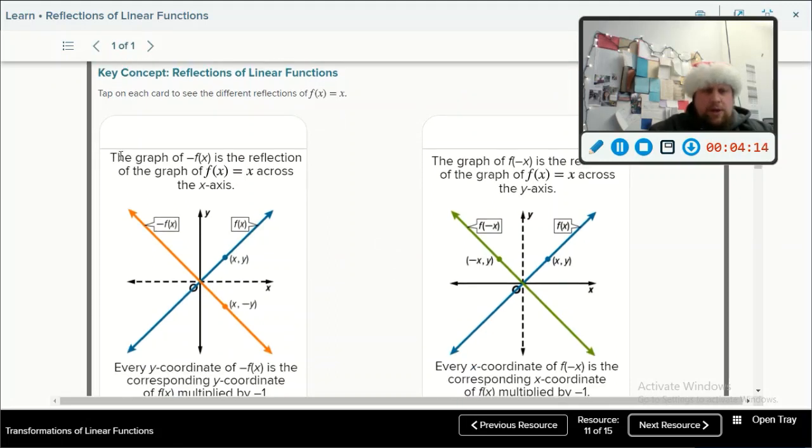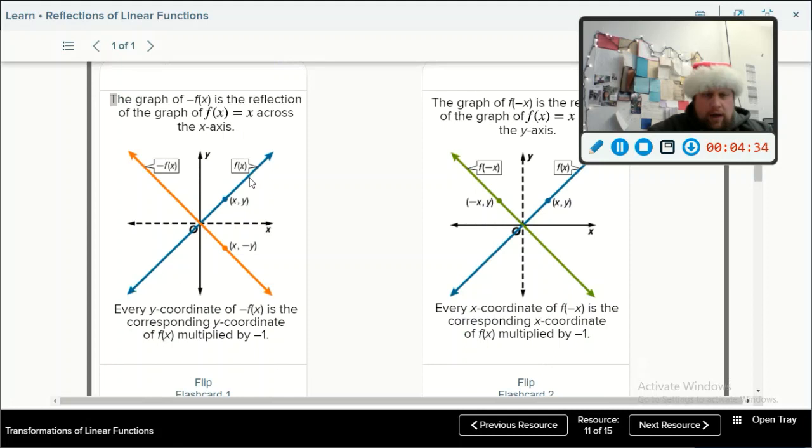We have the situation I want you to look at right here, where the graph of negative f of x is the reflection across the x-axis, and then over here f of negative x, which is going to be a reflection across the y-axis. So what does that mean? Well, if it's negative f of x, then we're reflecting across the x. So whatever your x, y point is, the reflection is going to go to x, negative y. Notice the x isn't changing. It's the y that's going opposite, so we're just flipping everything down.